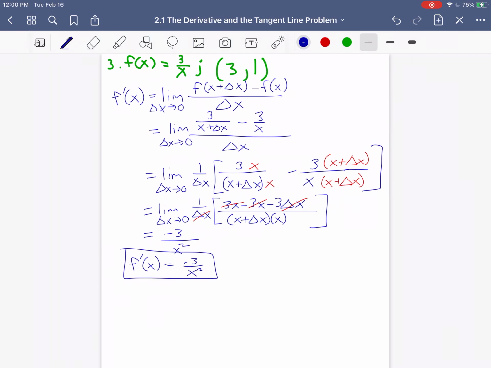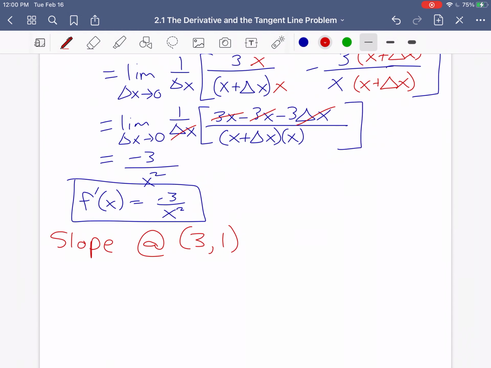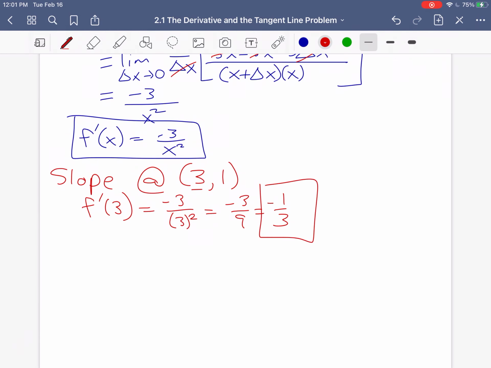Perfect. And now we want to find the slope of the tangent line at (3, 1). To find the slope at (3, 1), we're going to evaluate our derivative at the x value of the point. So we're plugging in 3 into the derivative. That's negative 3 over 3 squared, so we have negative 3 over 9, and that reduces to negative 1/3. So that is the slope of the tangent line at the point.